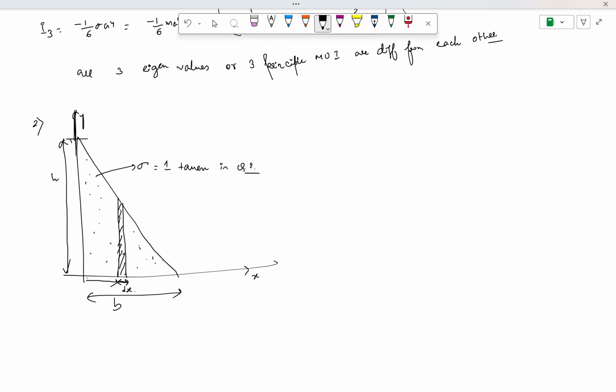This strip is sitting at a distance x with respect to the origin. If we say this is your origin, this is at a distance x and it has a strip of thickness dx. Okay, so if you draw its central axis or central mass point for this strip, you get two axes. One is this axis, another is this axis. This is y prime and this is x prime.